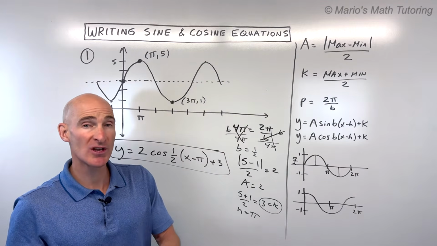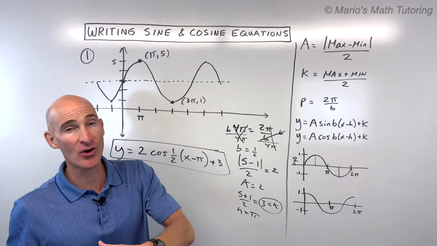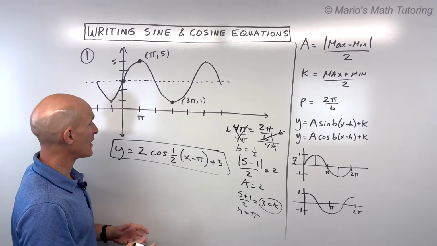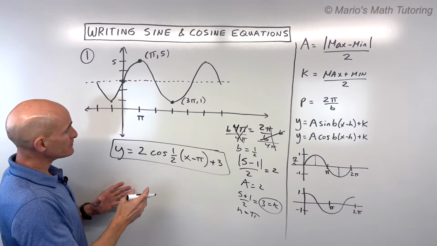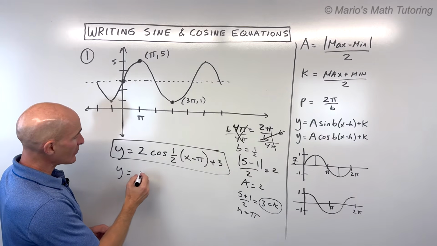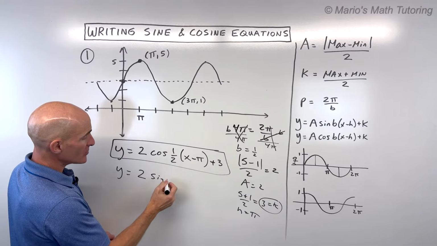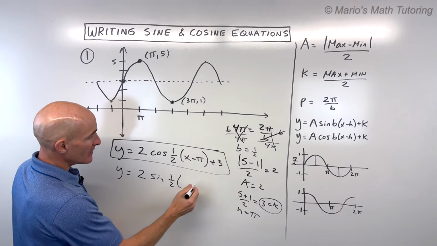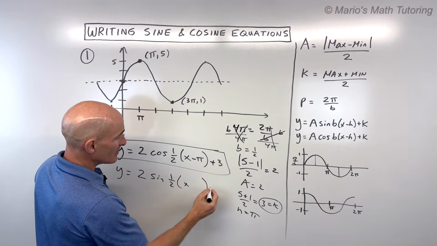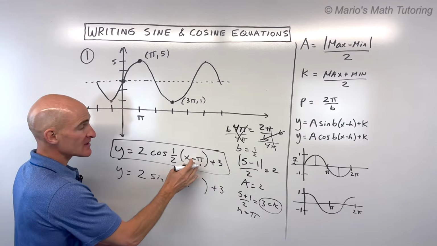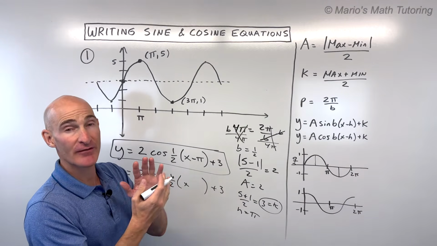Now, sometimes your teacher will say write it both using a sine and a cosine graph, or maybe they'll specify one or the other. But what's interesting, when you write it as a sine graph, the amplitude is still going to be the same. The b value is going to be the same. The k value is going to be the same. The only thing that's different is the phase shift, left or right.